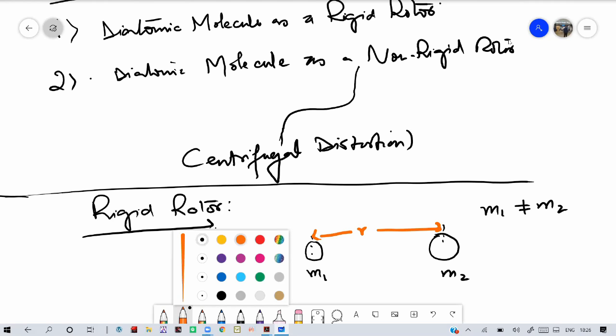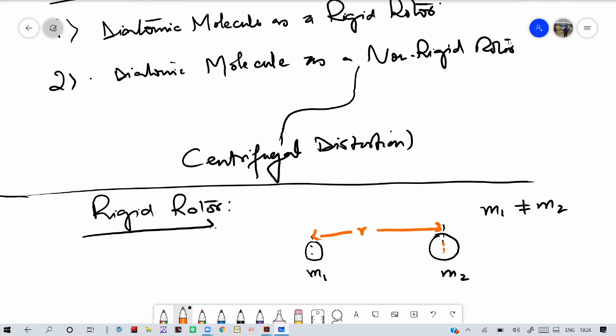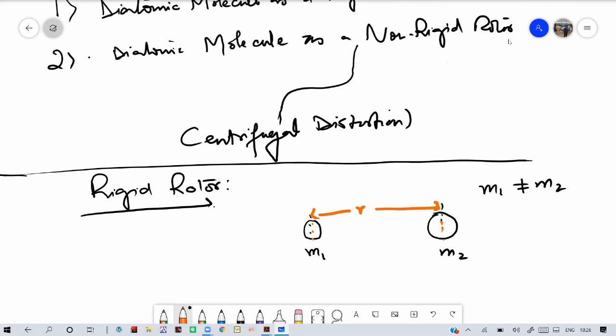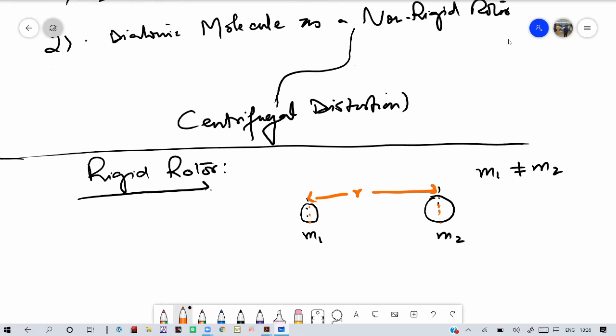So with respect to each other here, and we also know that there is a center of mass. Because m2 is here, if we see from the figure, you can say that m2 is greater than m1, so there will be a center of mass which will be close to m2 here. Let it be C. Okay, center of mass.